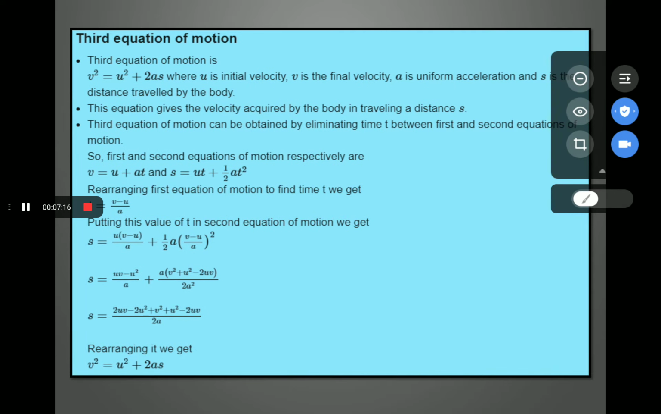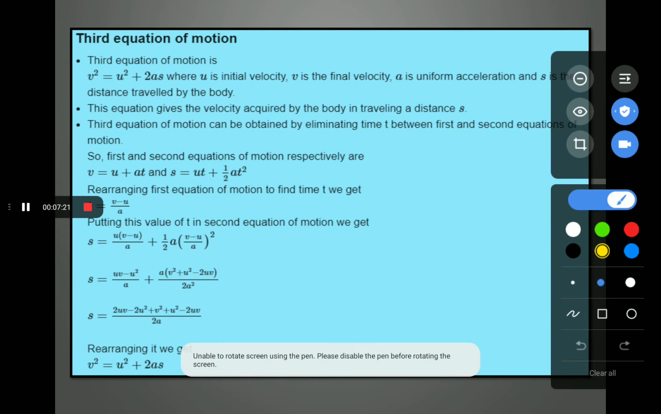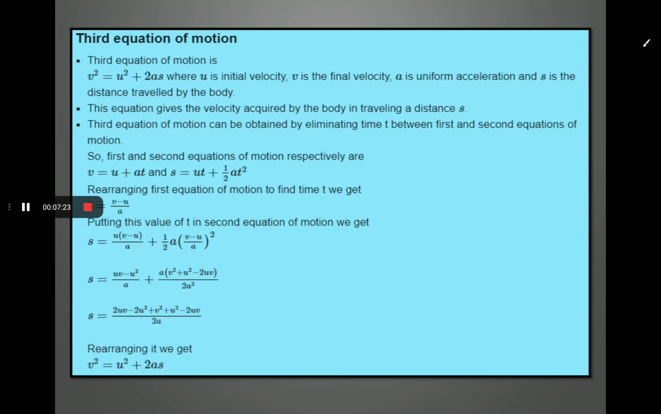In solving the third equation of motion, we have to use both the first and second equations of motion. Students, we know the first equation of motion, that v is equal to u plus at. We have to solve this equation and find the expression for time. So it becomes v minus u is equal to at, and (v minus u) by a is equal to t. This is the expression for time, obtained from the first equation of motion.